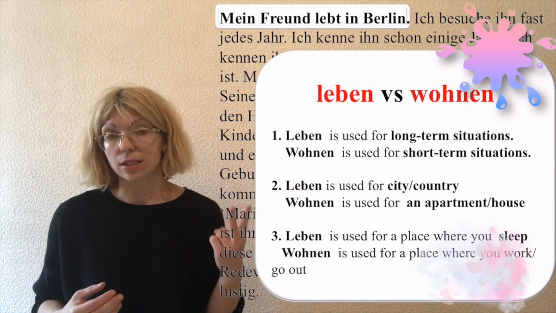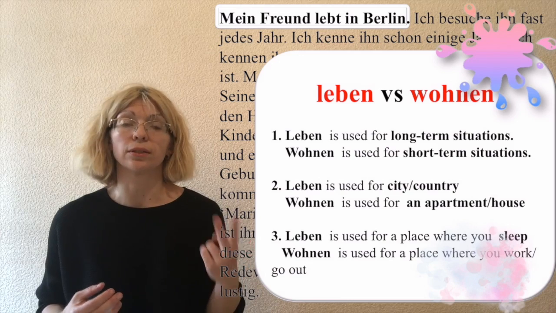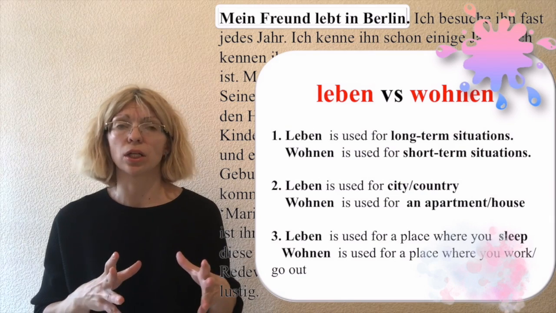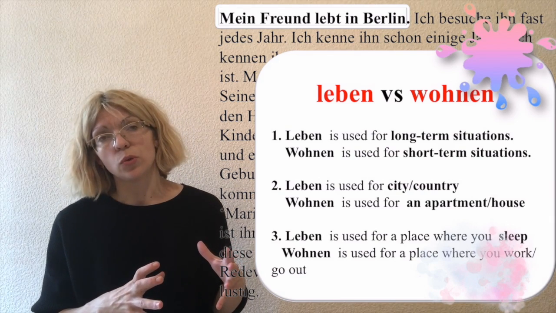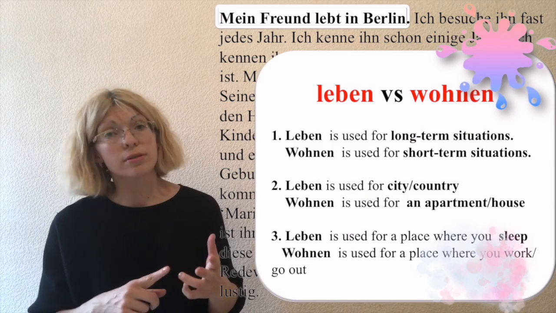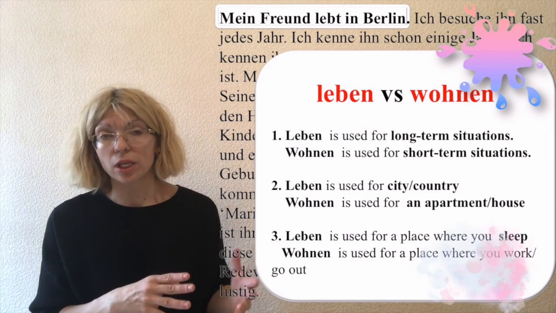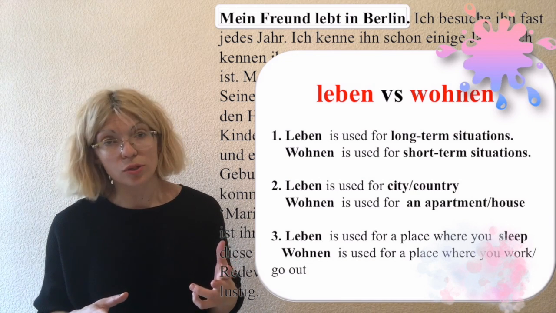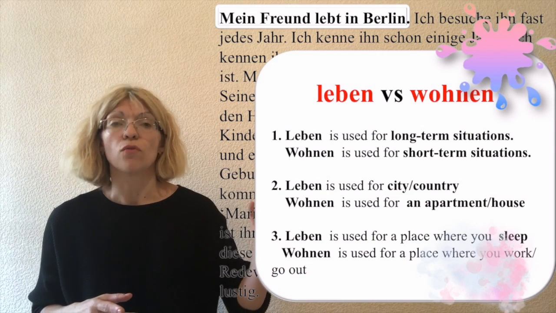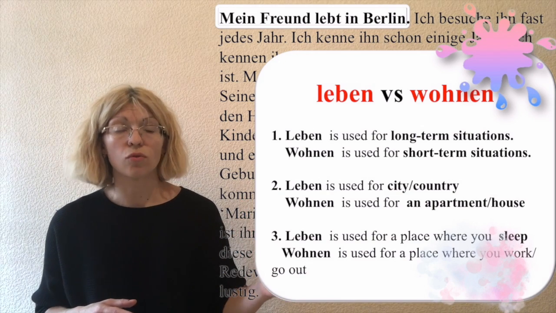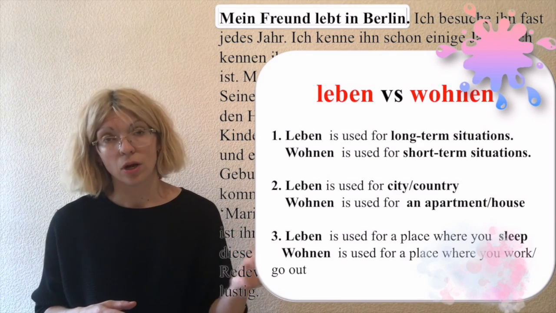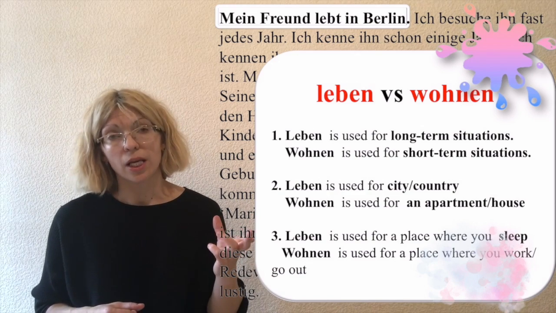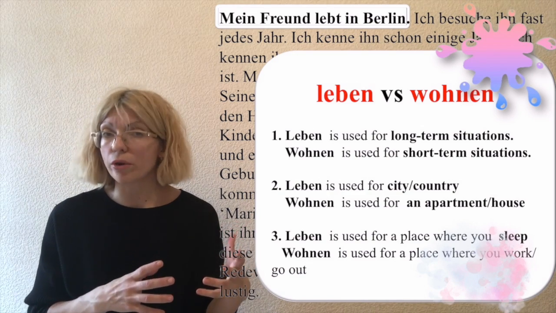Okay? The second idea that expresses the difference between those verbs is that you can use leben if you want to talk about the country or the city, and you can use wohnen if you want to say that you live probably in an apartment or in a house. Okay, one more time: leben for the country or the city, and wohnen for the apartment or house.